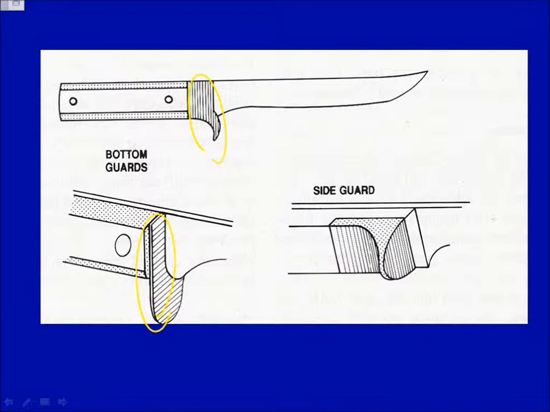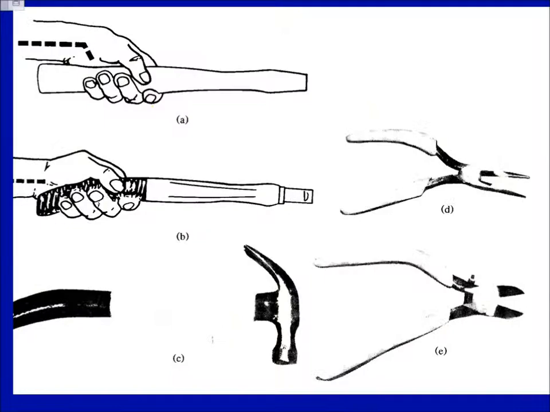Conceptually, it made a lot of sense, and he made a lot of money. So this is your knife, and this is your guards right here. The idea is that these guards keep your hand from coming in and getting sliced when you're cutting or pulling.